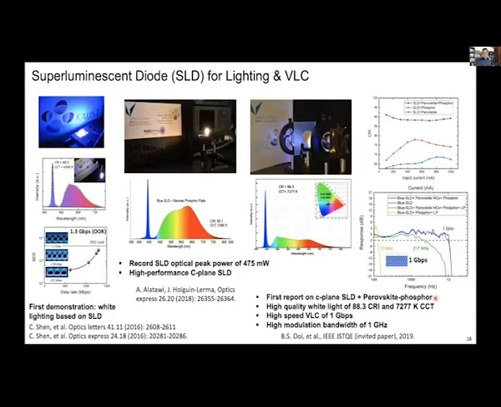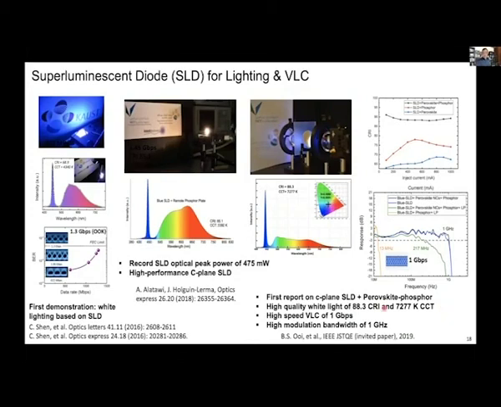We also tested the sample by using perovskite phosphor because it has a very good response time, and managed to get above 1 gigabit per second, with modulation bandwidth up to about a gigahertz or so.